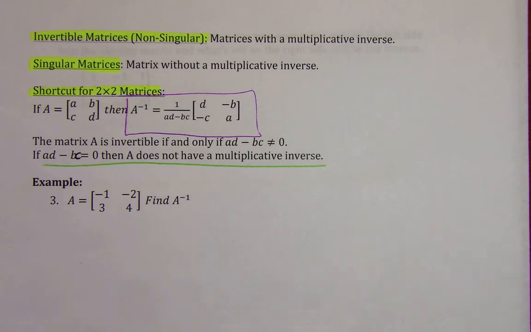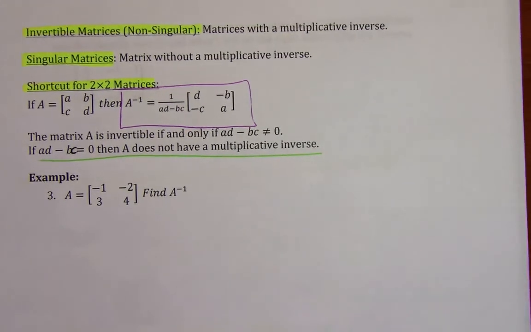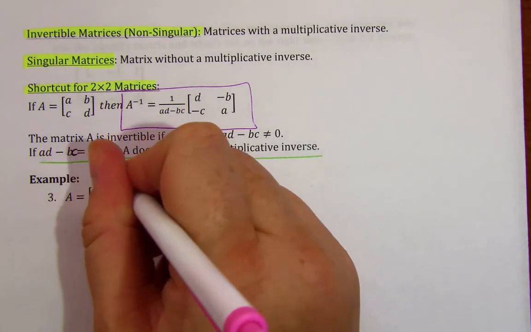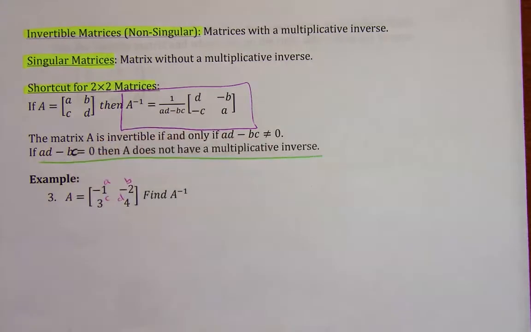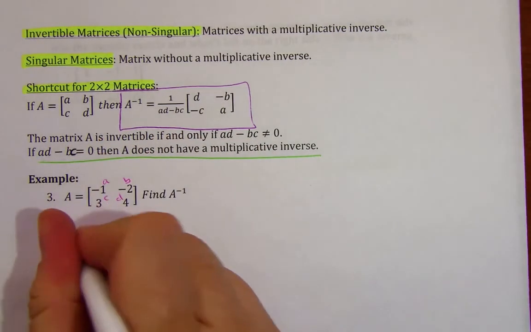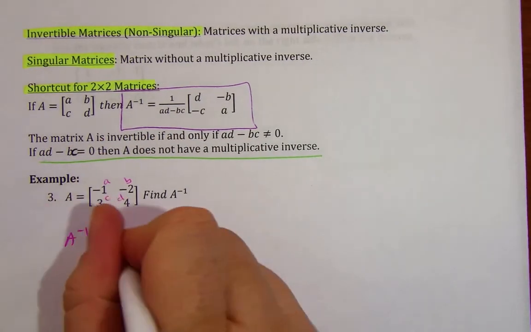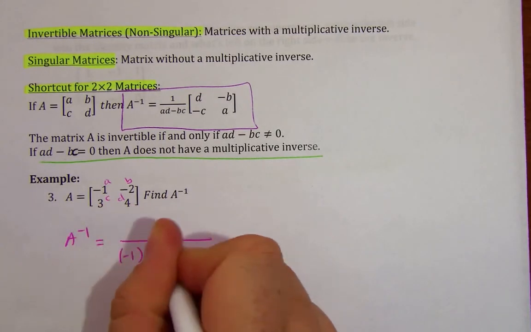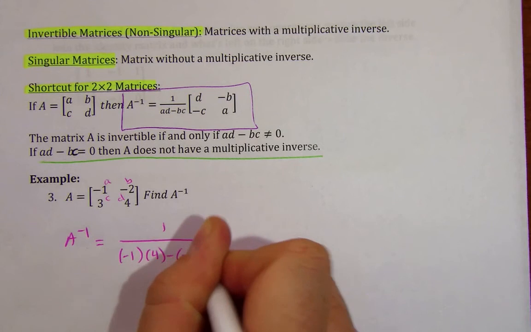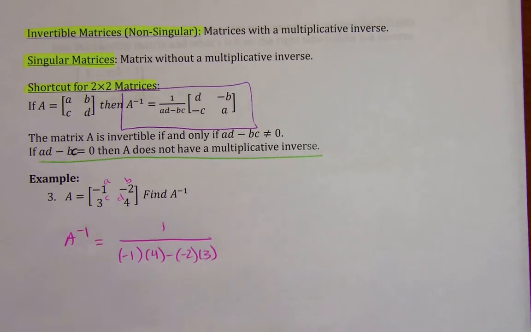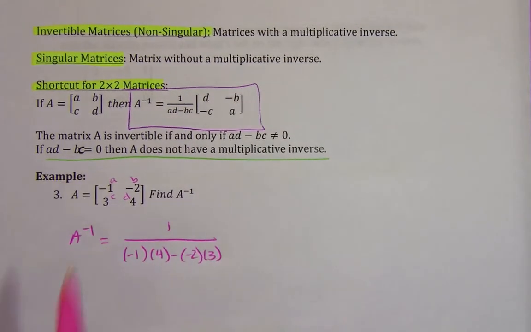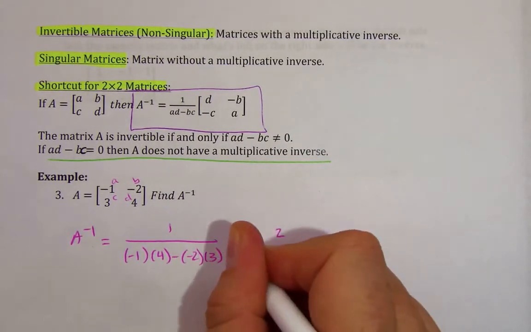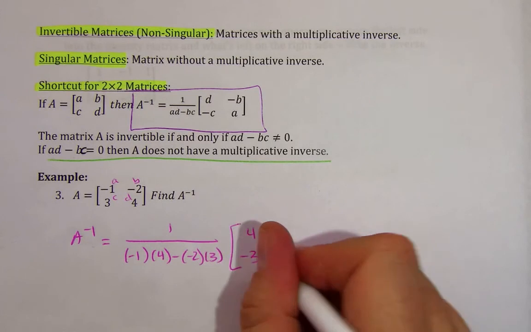Now, we're given a matrix. We want to find the inverse. We're going to use that shortcut, and this is my A, B, C, and D. So we're just using that formula. So 1 over, we'll have negative 1 and 4 minus negative 2 and 3. We're just plugging in those values into the formula we have up here. And we're multiplying that times the matrix, 4, 2, negative 3, and negative 1.